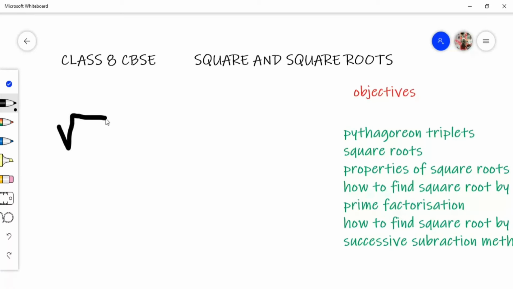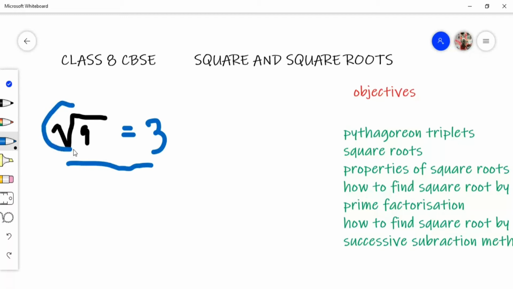This is the symbol used for a square root. It is like this. You can check, like the square root of 9 is equal to 3, so you can say that the square root of 9 is equal to 3. It is written like this. This symbol is denoted for the square root.